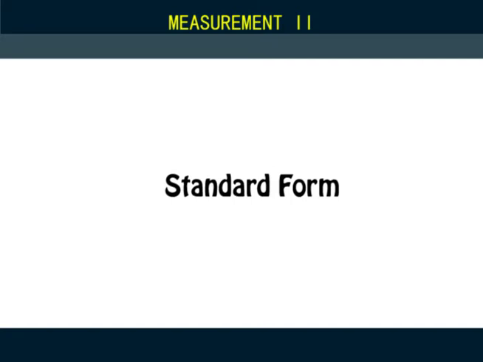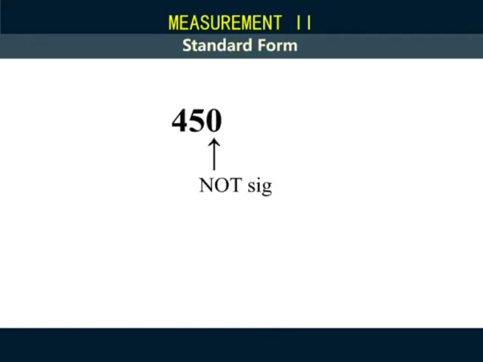Next, we talk about standard form. Now, trailing zeros in a whole number with no decimal shown are not significant. So, writing 450 indicates that the zero is not significant and there are only two significant figures in this number. When a decimal is shown, the zero becomes significant. So, writing 450 point makes the zero significant. However, placing a decimal at the end of a number is not usually done.